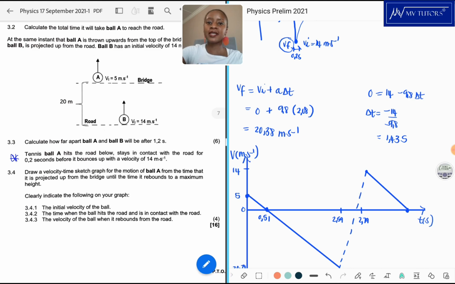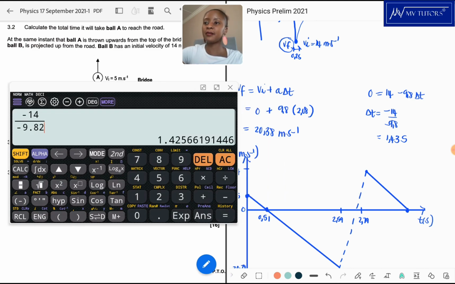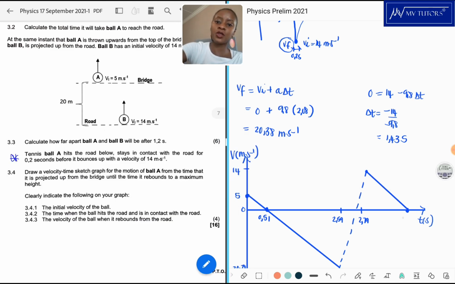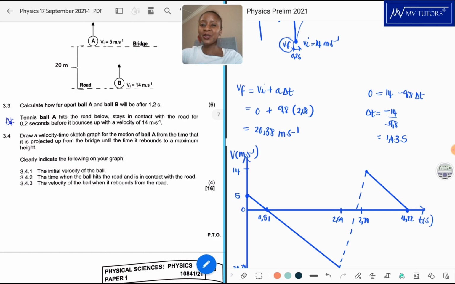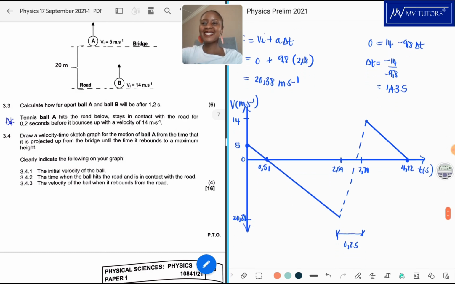Okay, so you're gonna take the 2,79 plus the 1,43 seconds, and that's 4,22. So it would reach there at 4,22 seconds. And yeah, we did more than was actually asked, but I hope that you really understood this question. This is where you can actually collect your marks, and you really should.